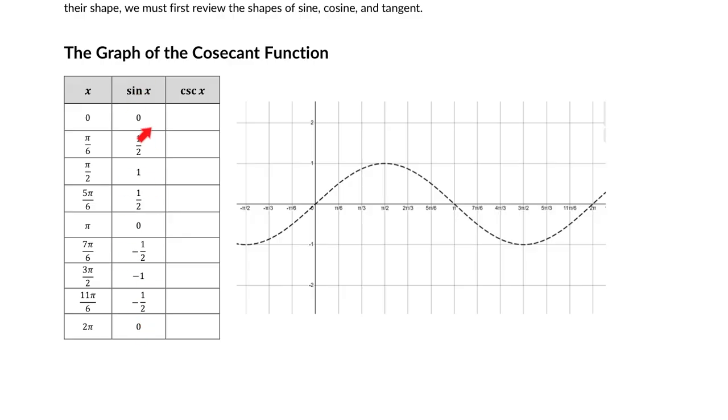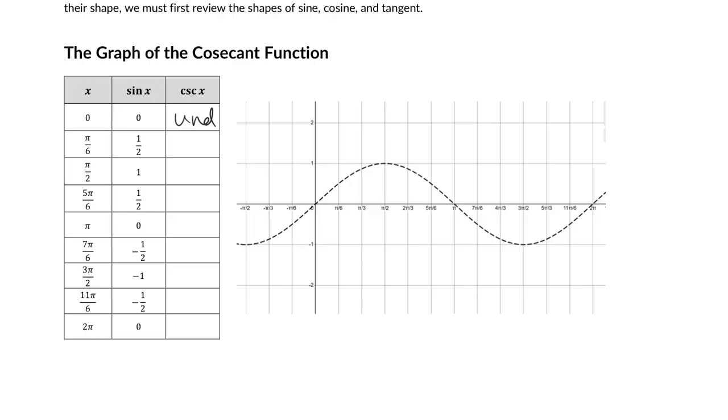First things first, what is the reciprocal of 0? 0 is like 0 over 1. Undefined, because it'd be 1 over 0, correct? So this first thing that's happening is going to end up being a vertical asymptote.